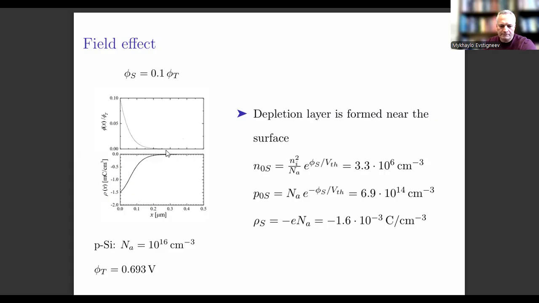In the depletion regime, which is realized for this value of the surface potential, the charge density near the surface is mostly due to the ionized acceptors, and indeed, the numerical value of the charge density at the surface is negative 1.5 millicoulombs per cubic centimeter, whereas the charge density due to ionized acceptors is negative 1.6 millicoulombs per cubic centimeter.